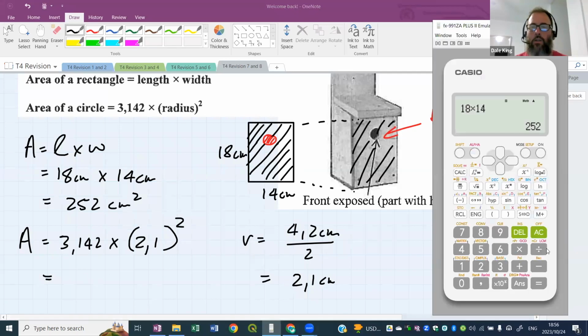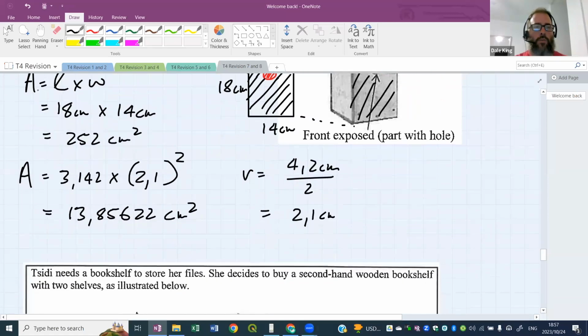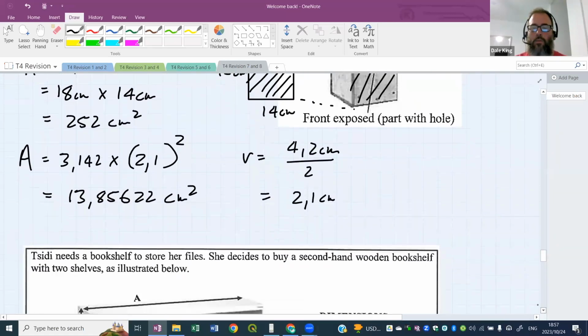Okay, and let the calculator do the work for us here. So 3.142 times 2.1 squared is 13.85622 centimeters squared. We've got the two areas of those two shapes. All we have to do now is subtract them.